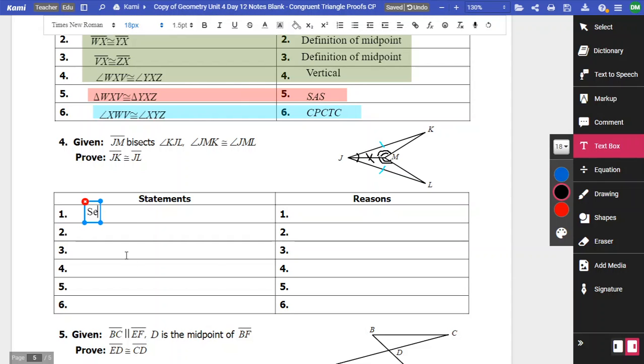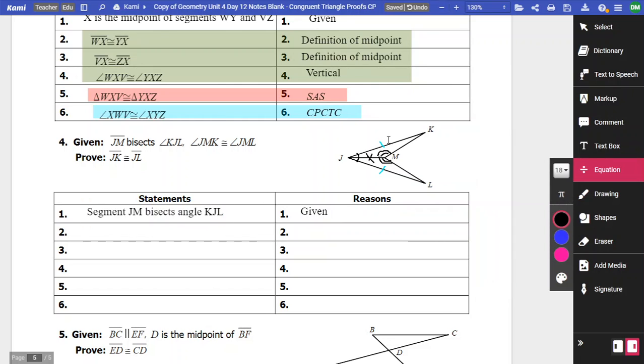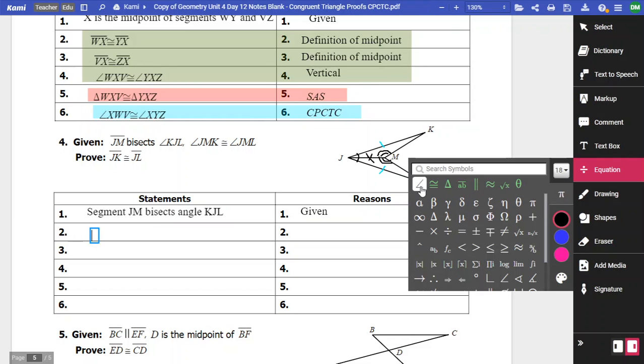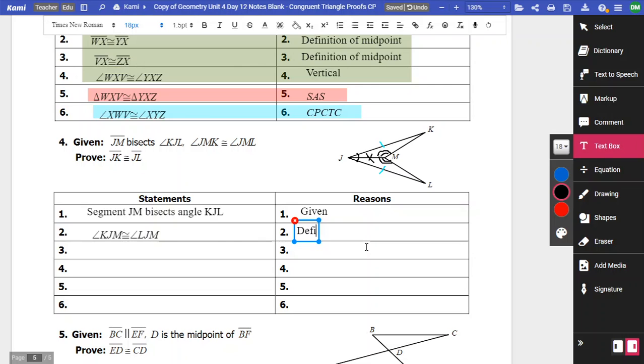So first things first, segment JM bisects angle KJL, because that was given to us. And from that, we found these angles over here on the right. So we've got angle KMJ. No, wait, that's not the ones we found. No, I lied. Angle KJM and angle LJM. So we got the ones on the left. We were given the ones on the right. So angle KJM is congruent to angle LJM. And this is by definition of angle bisector, because that cuts a big angle into two congruent angles.